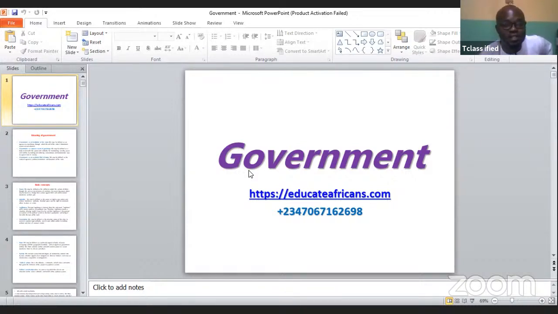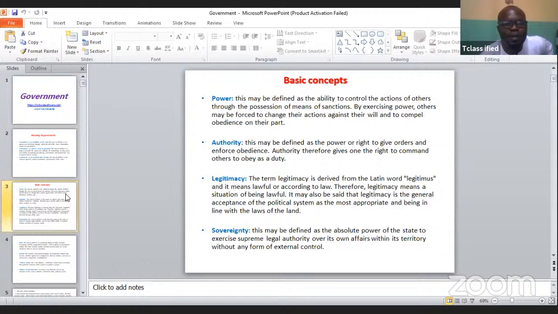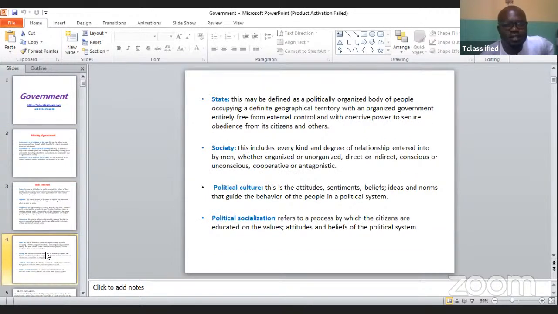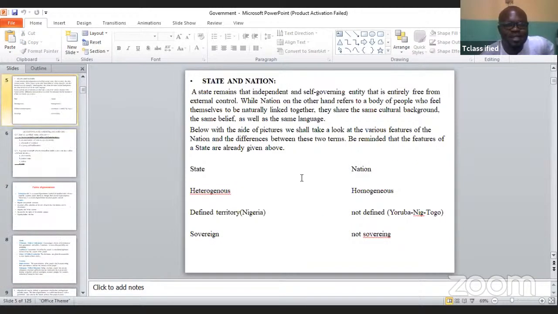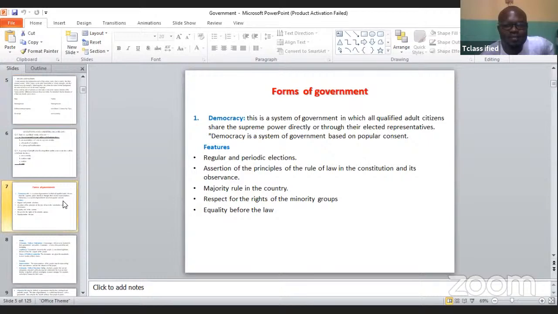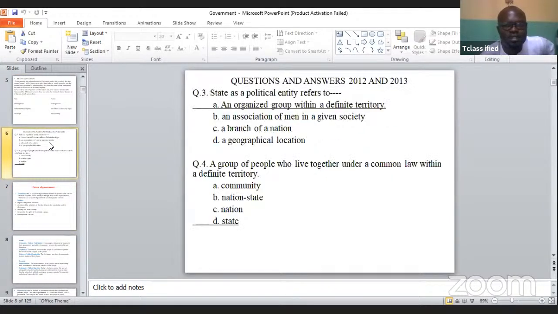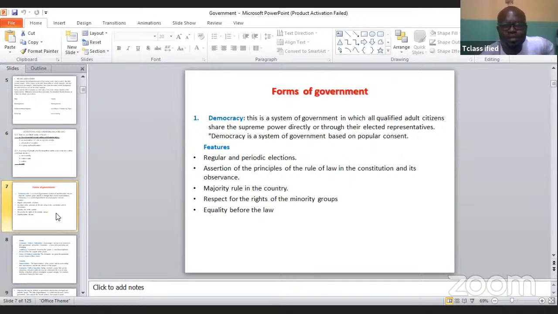Today we're going to be starting immediately. Previously we looked at what government is, and we looked at the basic concepts of power, authority, legitimacy, sovereignty, state, society, political culture, and socialization. And those are what we did the last time. Okay, so today we're going to be looking at forms of government.